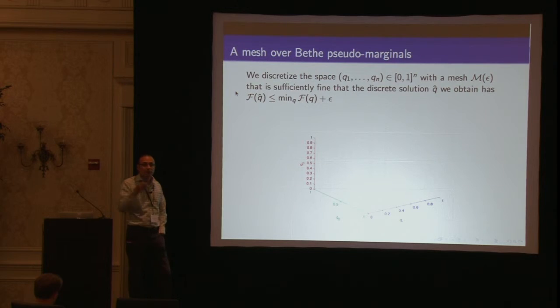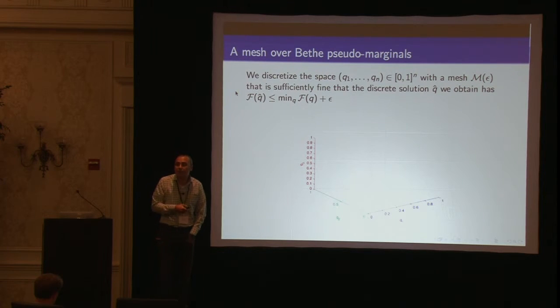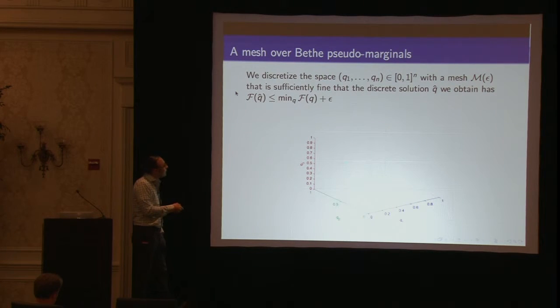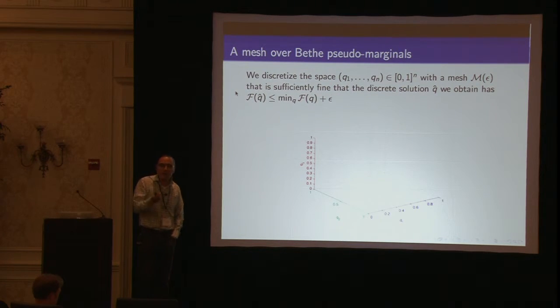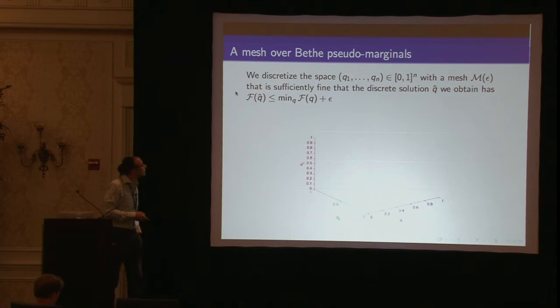to find a discrete solution that's the minimum of this Bethe free energy. And I want to find a discrete solution when I minimize that's no worse than the optimal continuous minimization plus epsilon. So if I'm walking on the grid, I'm never going to be as good as minimizing continuously. But I want to make sure that I'm not too far off, that when I find a solution on the grid, I'm epsilon away from the optimal.